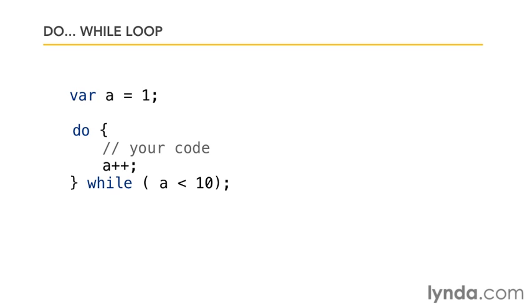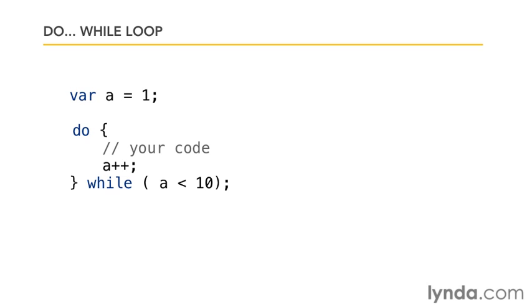I'm setting up an index, var a equal to 1. Then I have the keyword do. I open up the block. We've got our code. I've got the incrementer of a++. But the condition that I'm checking is right at the end, while a is less than 10. Unlike the while statement, we actually do need a semicolon at the end of the do while statement.